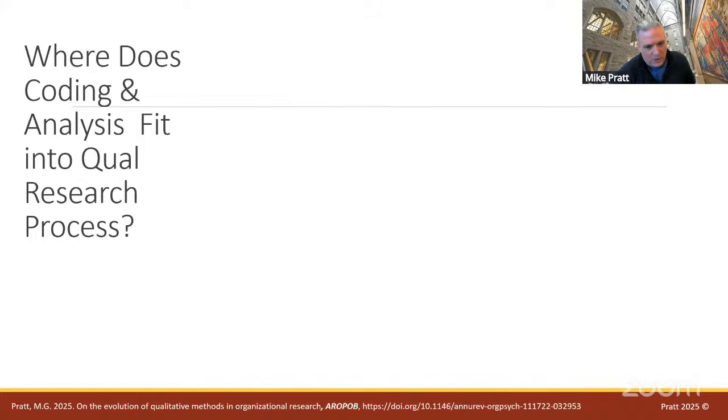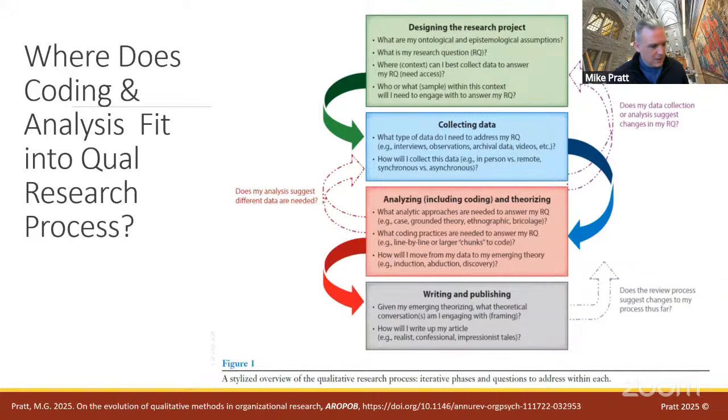Another thing before we start: where does coding fit? Where does coding and analysis fit into the broader qualitative research project? This is a figure from a paper that I will send out at the end of the talk. Qualitative research is not linear, but just to give you a visual, you start by designing a research project, then you collect your data. Obviously, you have to have data before you code it, so that comes first. But in many qualitative approaches, such as grounded theory, you're coding, analyzing, and gathering data all at the same time. So it's an iterative process.